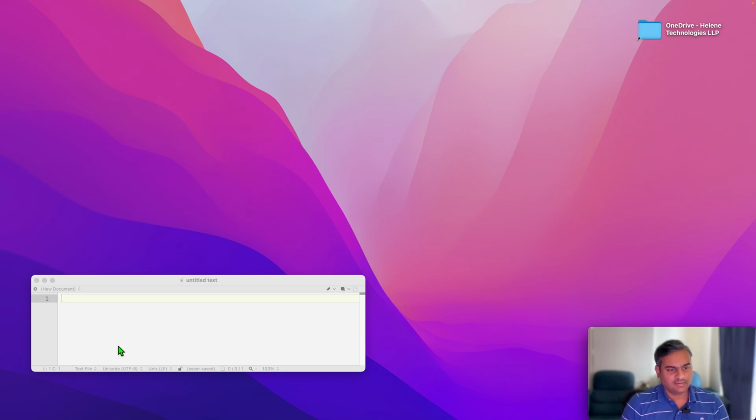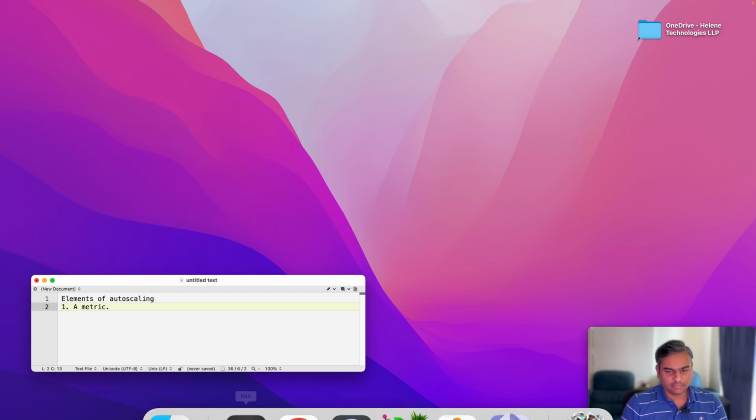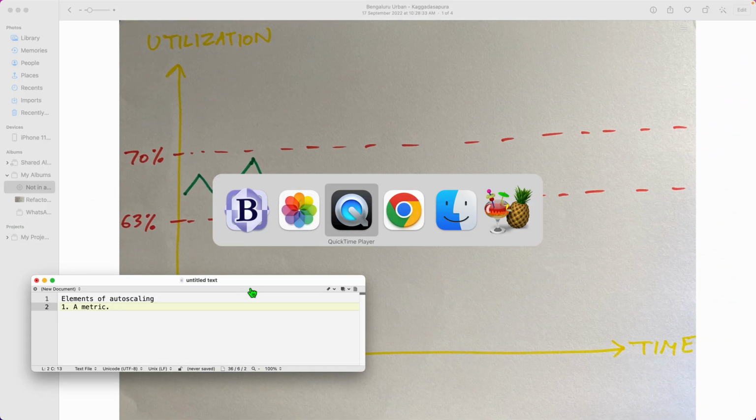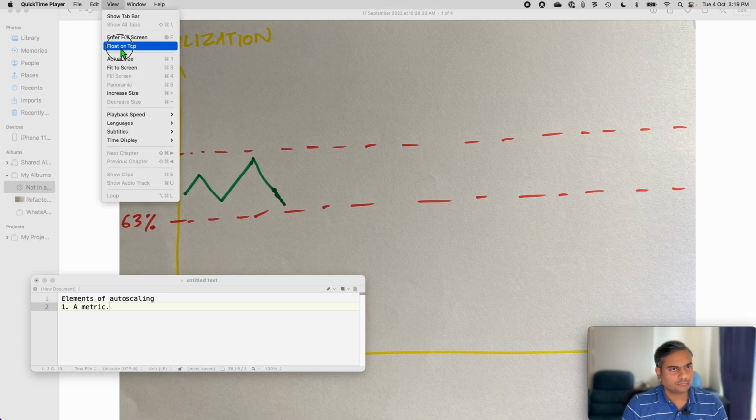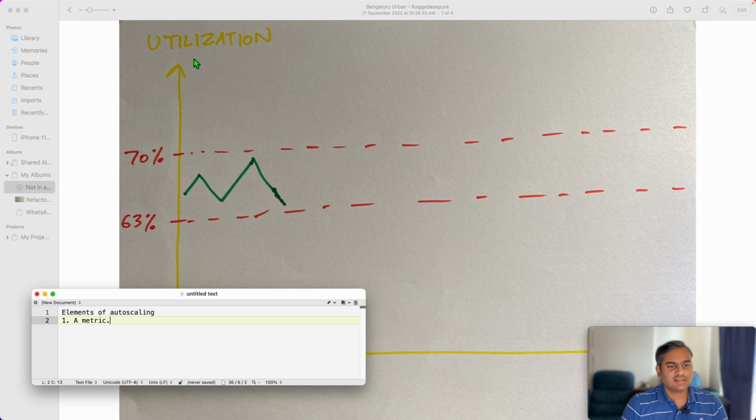The first thing you need, and we'll just make notes here as we go along, is a metric. For example, utilization is a metric, and it keeps going up and down in this graph. It could also be latency. You need a metric that responds to your actions. The number of requests would not be a good metric, because if it increases and you scale up your system, it doesn't come down.